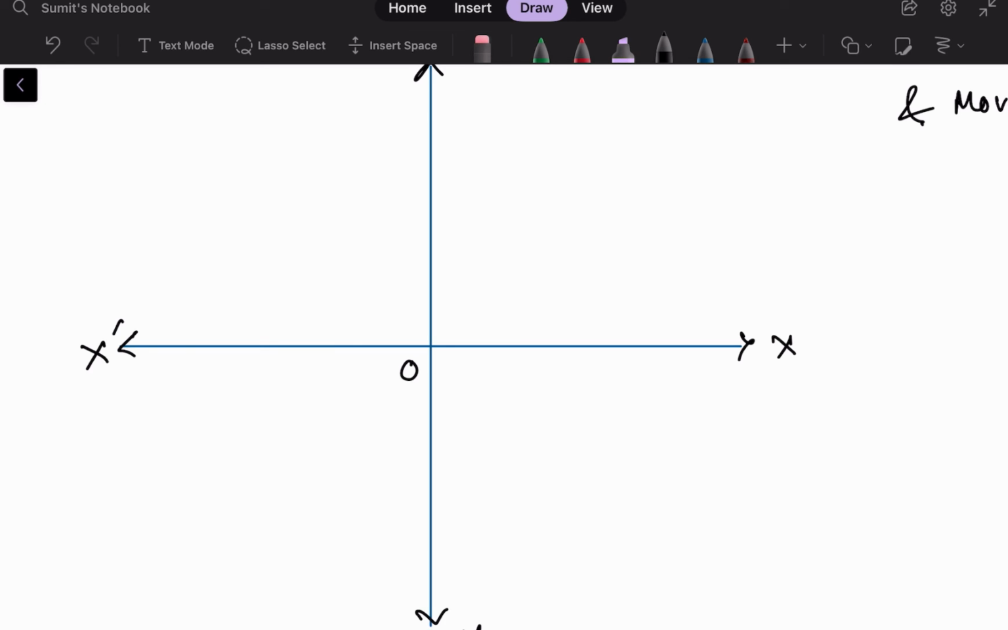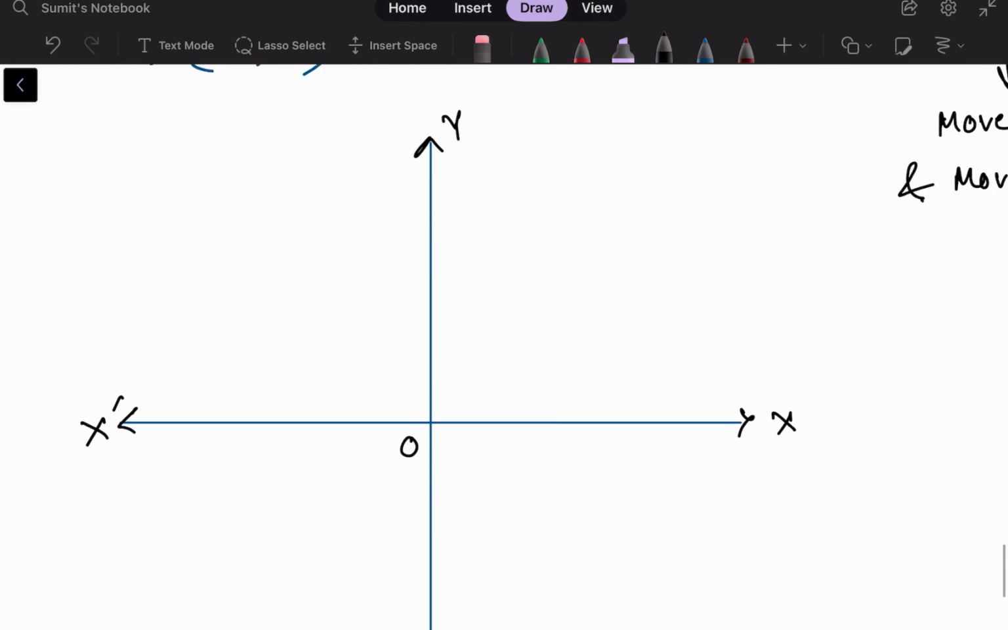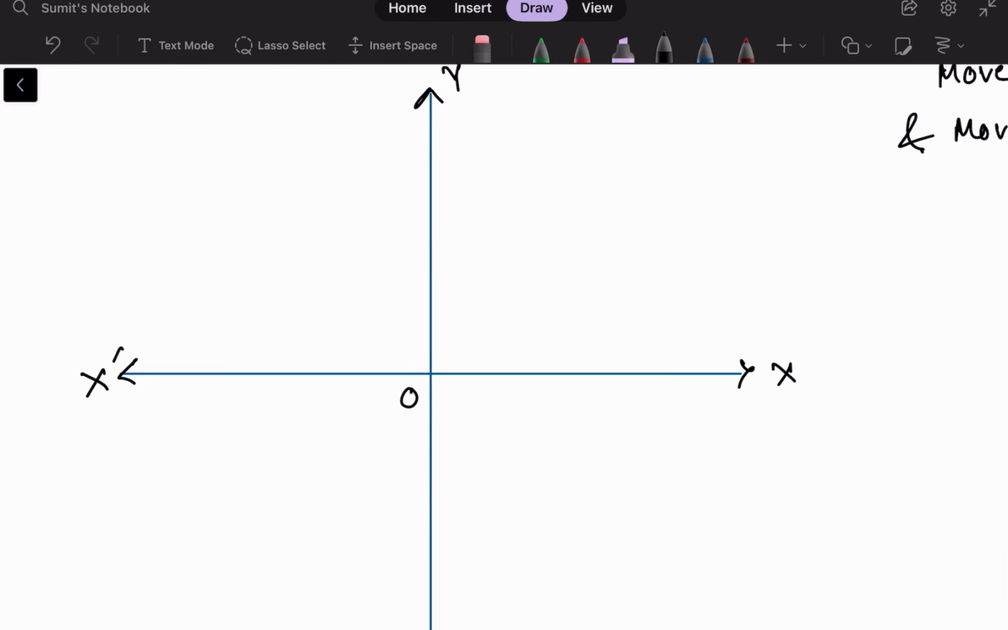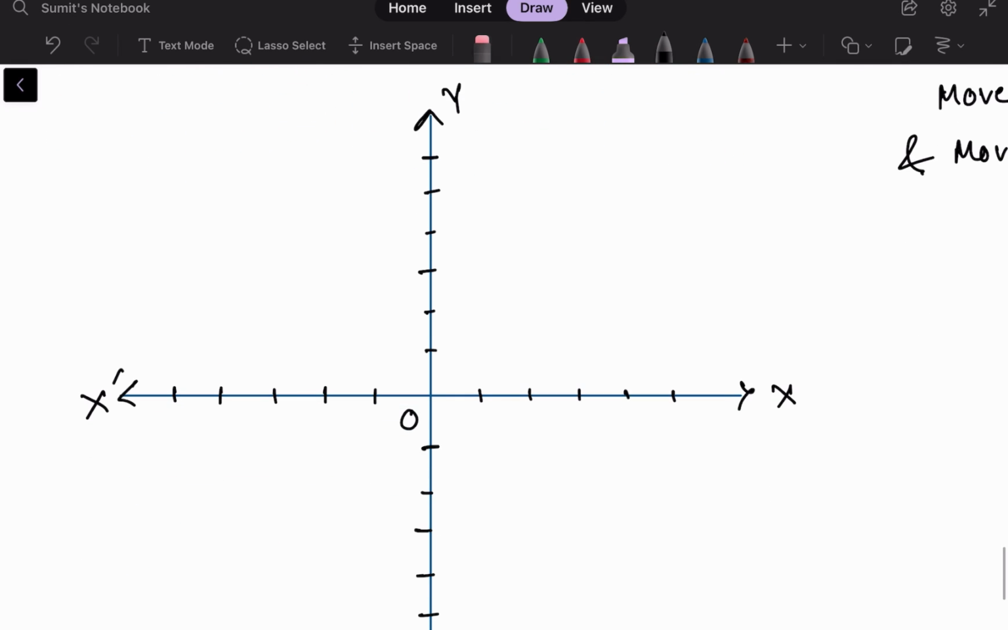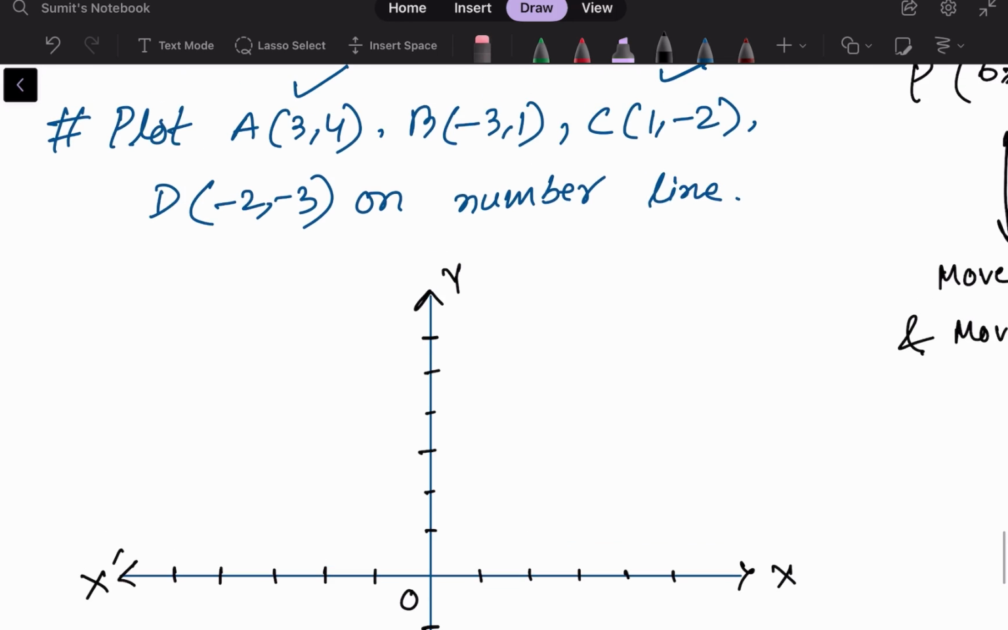See here. So first one is the x and y axis, and the point of intersection in the middle is called origin. Okay, take 1 centimeter gap on both the axes and plot the numbers 1, 2, 3, 4, -1, -2, -3. So taking 1, 2, 3, 4, 5. So we have to plot A(3, 4). So how to plot the point A(3, 4)?